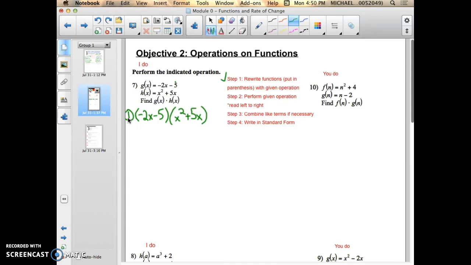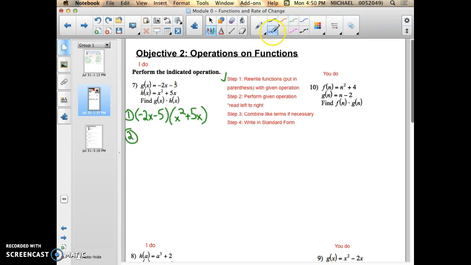Step 2 then states, perform the given operation, reading from left to right, depending on what the operation is. In this case, again, it's multiplication. So for step 2, I'm going to do something called distribution. And again, that should be previous knowledge from Algebra 1. Distribution, you might hear this first term times first term, first term times second term, second term times first term, second term times second term. I'm going to write out that process as I do it.